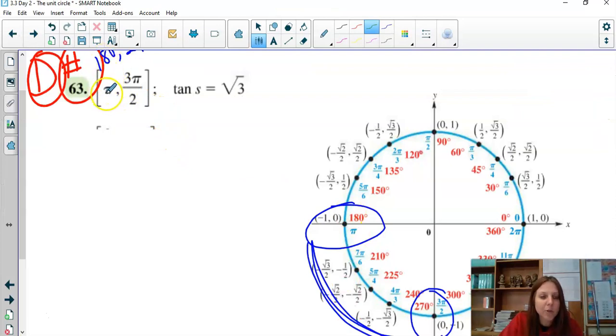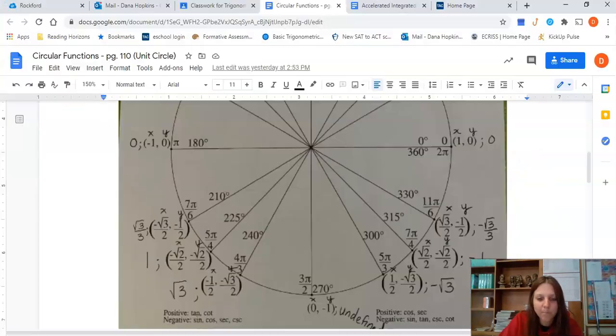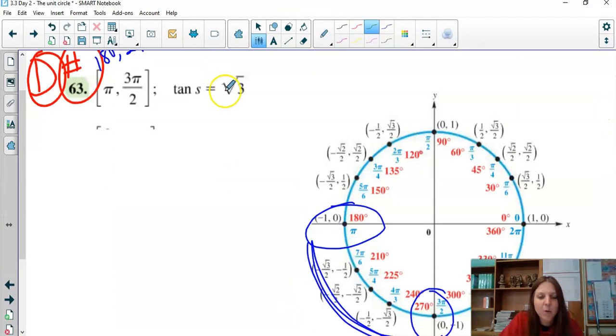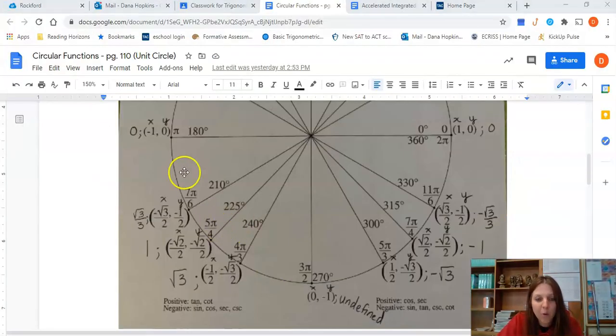I'm looking at this quadrant down here, according to what we just decided. The directions tell you to look from pi to 3 pi over 2, so we're looking at quadrant 3. I can look down here at quadrant 3, and I'm looking for one of these tangent values, the numbers on the outside, that is equal to the square root of 3. Okay, so let's look at each one and decide if it's square root of 3 or not. This is not square root of 3. This is square root of 3 over 3, but that's not what I'm looking for. This is not square root of 3.